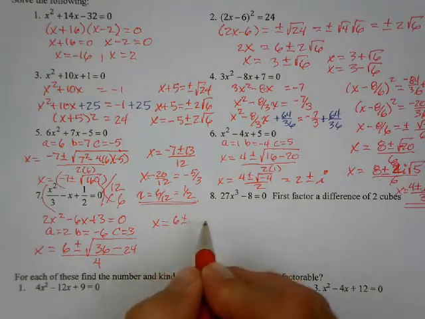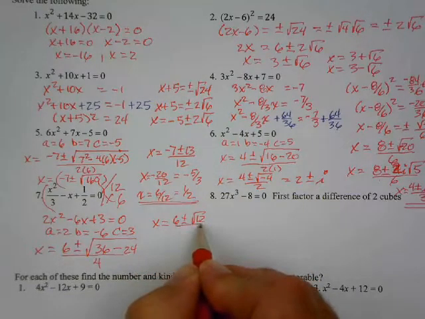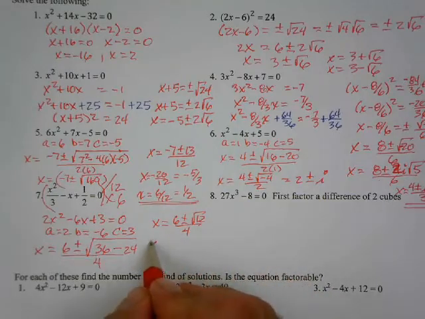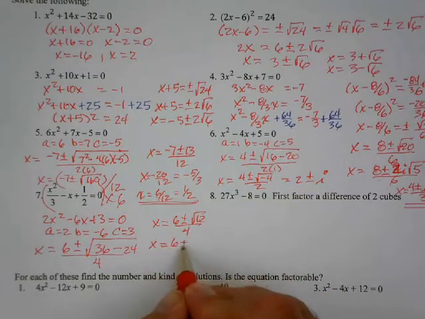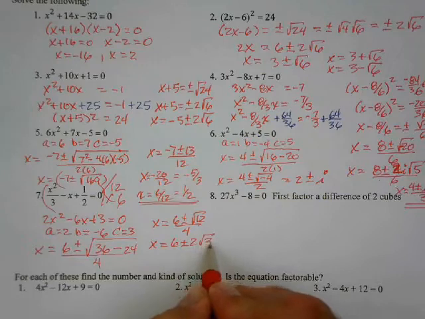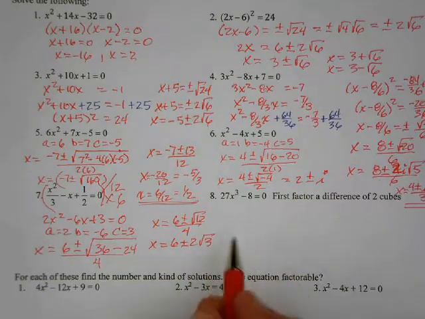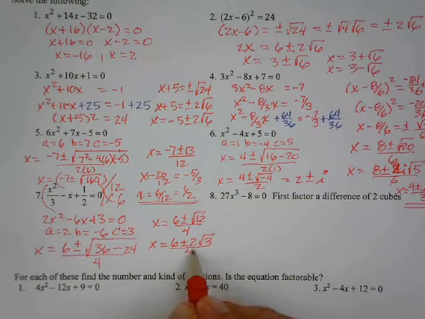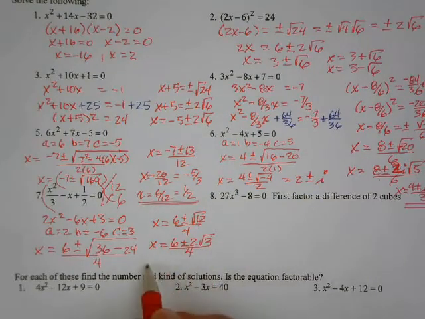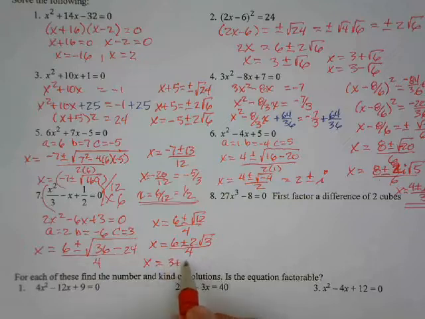6 plus or minus 2 root 3. Took the 12, turned it into a 4 and a 3. Square root of 4 gives me the 2. 3 can't do anything with, so it stays in square root. Again, all over 4. Even, even, even, so I can divide everybody by 2. So 3 plus or minus square root of 3 all over 2 for that one.